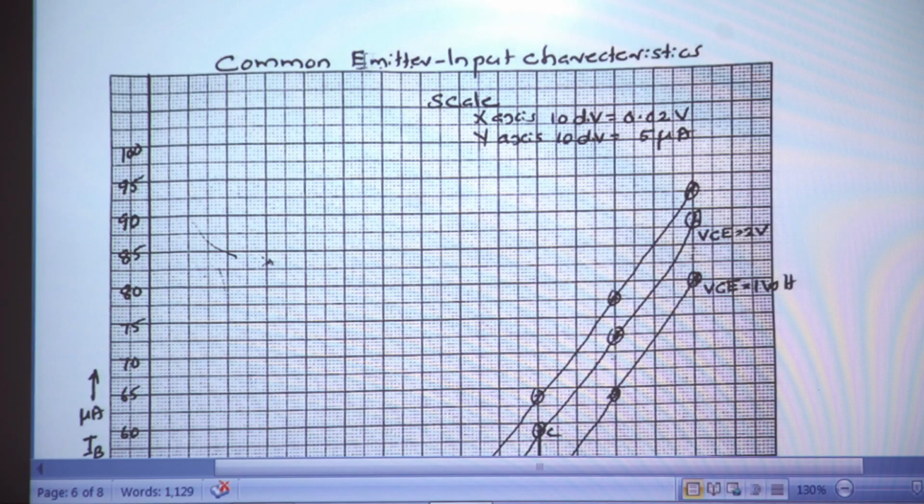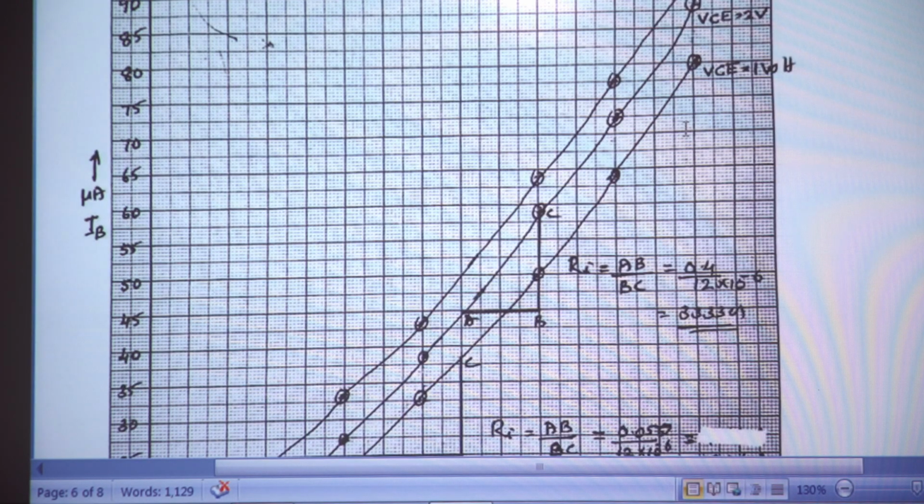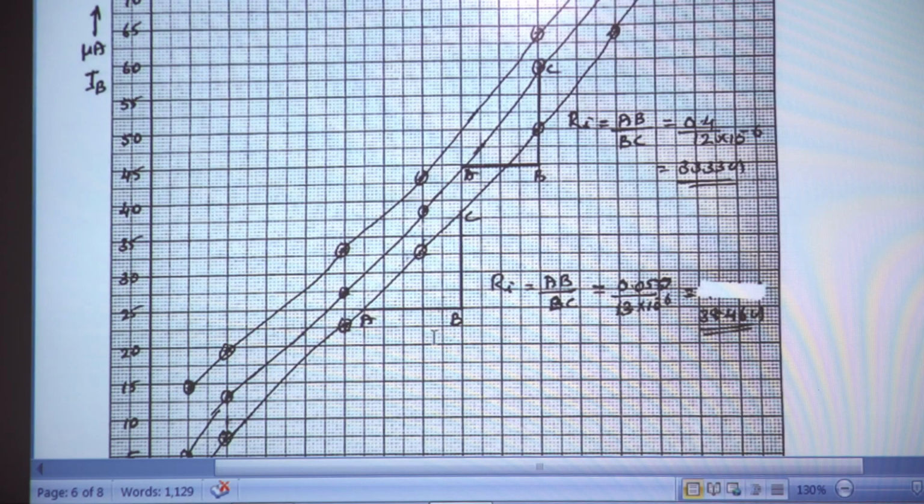Now this is the graph, the common emitter input characteristics. The graph is plotted for VCE at 1 volt, VCE at 2 volt and VCE at 3 volt. So three curves are plotted. For the lower one, VCE at 1 volt, we get a curve like this. Now this is the nature of the curve. The three curves are plotted.